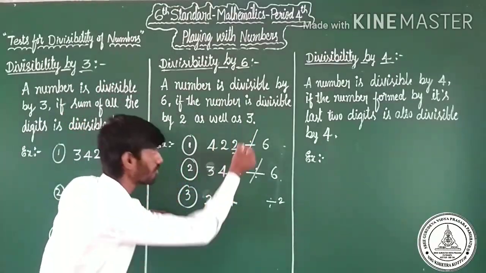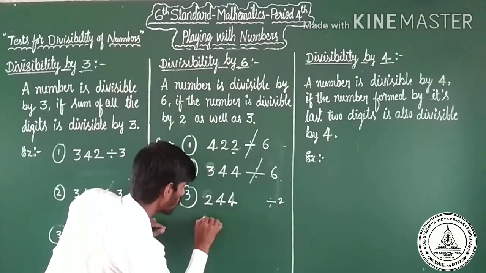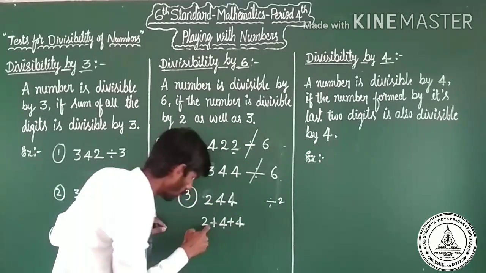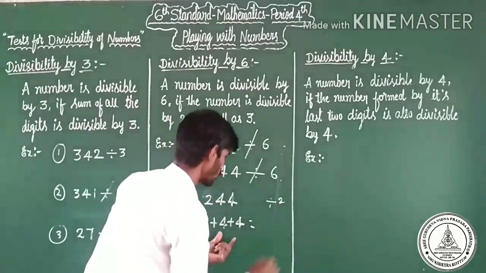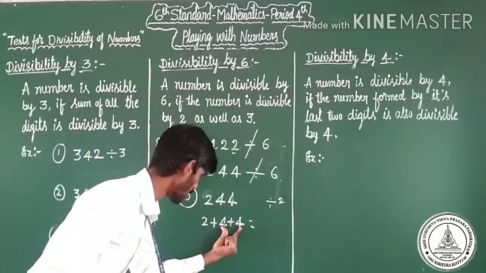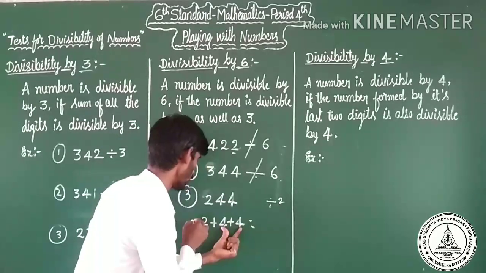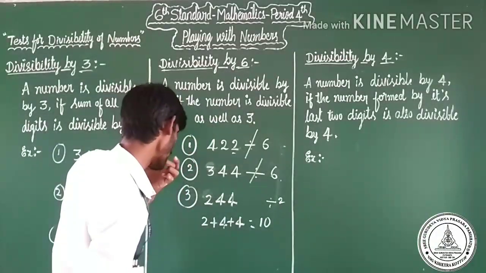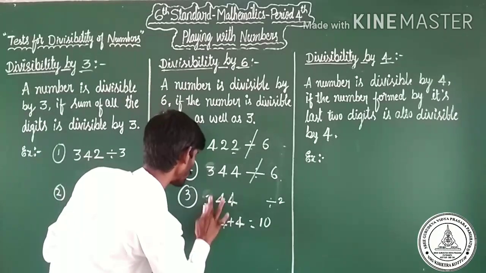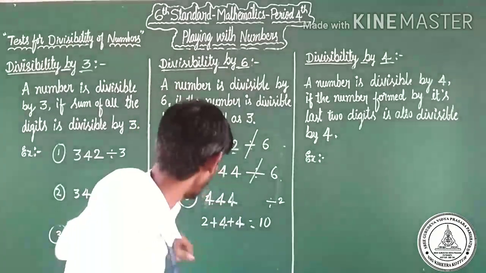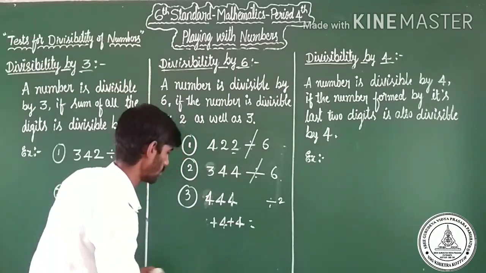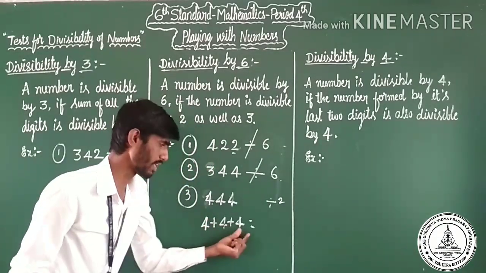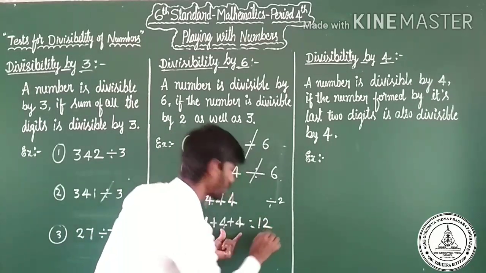Let us check how we find out divisibility by 3. Add all the digits. 2 plus 4 plus 4. What is the sum? 4 plus 4 is equal to 8. 8 plus 2 is equal to 10. Okay, I'll change the number. I'll take 444. Observe here: 4 plus 4 plus 4. What is the sum? The total sum is 12.